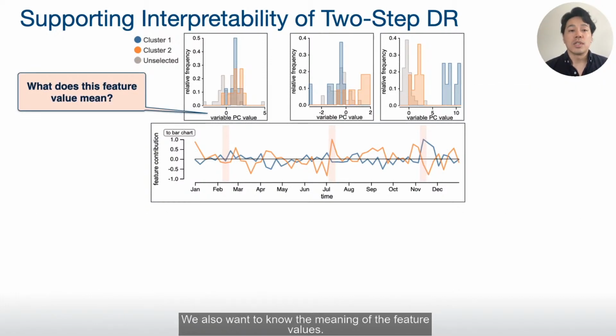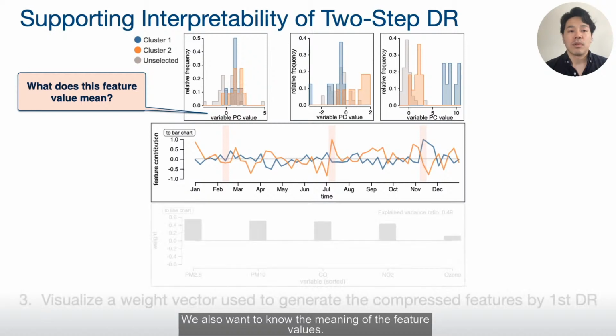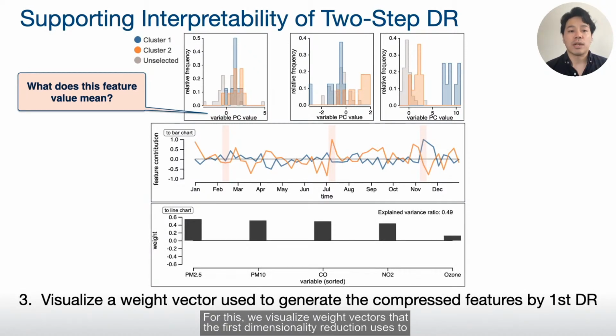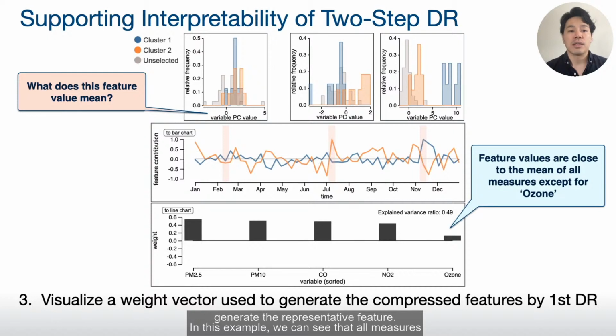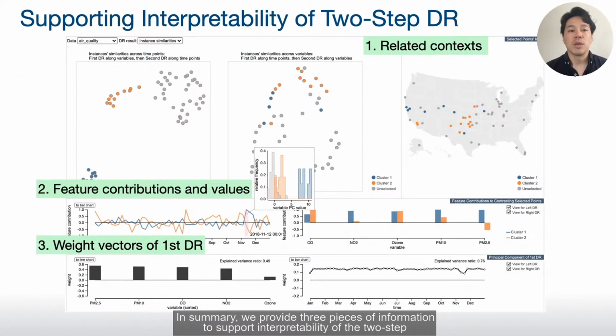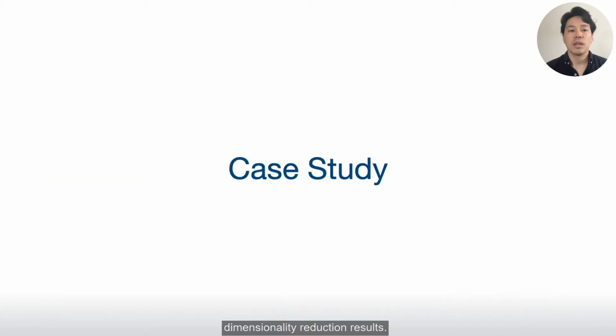We also want to know the meaning of the feature values. For this, we visualize weight vectors that the first dimensionality reduction uses to generate the representative feature. In this example, we can see that all measures except for ozone have similar weights. Thus, we can say that the feature values are close to the mean of the four measures with similar weights. In summary, we provide three pieces of information to support interpretability of the two-step dimensionality reduction results. Now, I will demonstrate one representative case study.